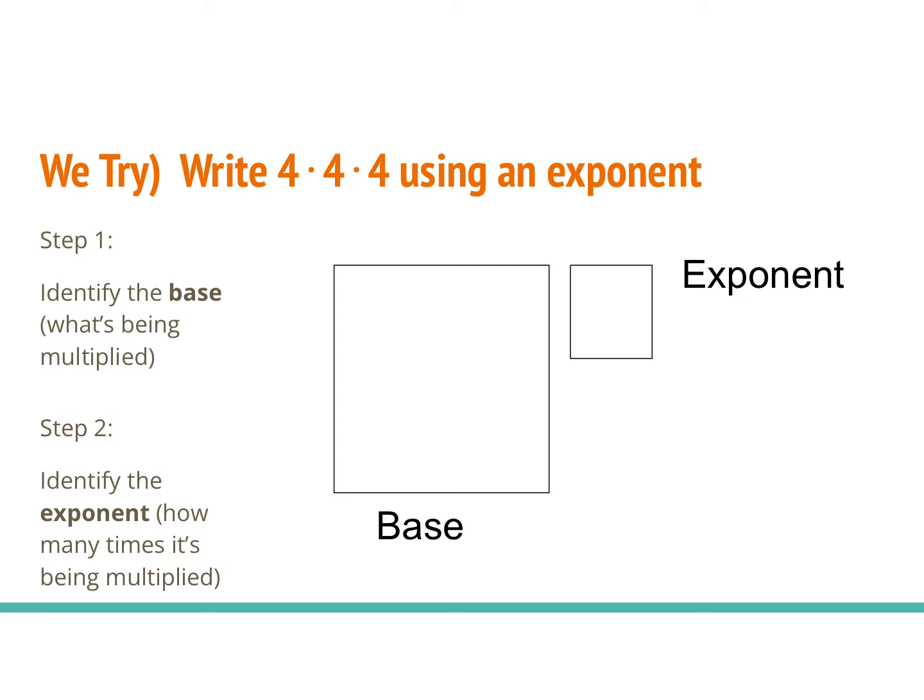Write 4 times 4 times 4 using an exponent. This is the we try. You could probably do this on your own. What's the base? Go ahead and find the base, and then find the exponent. You should have gotten 4 to the third.